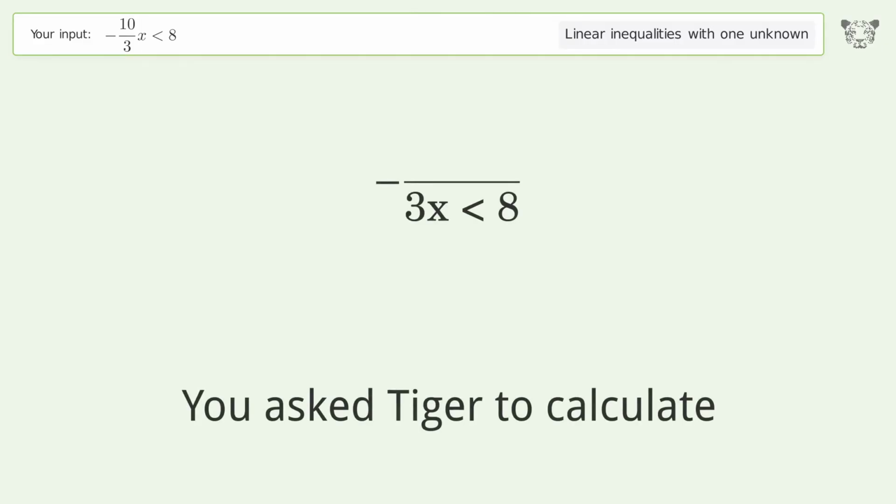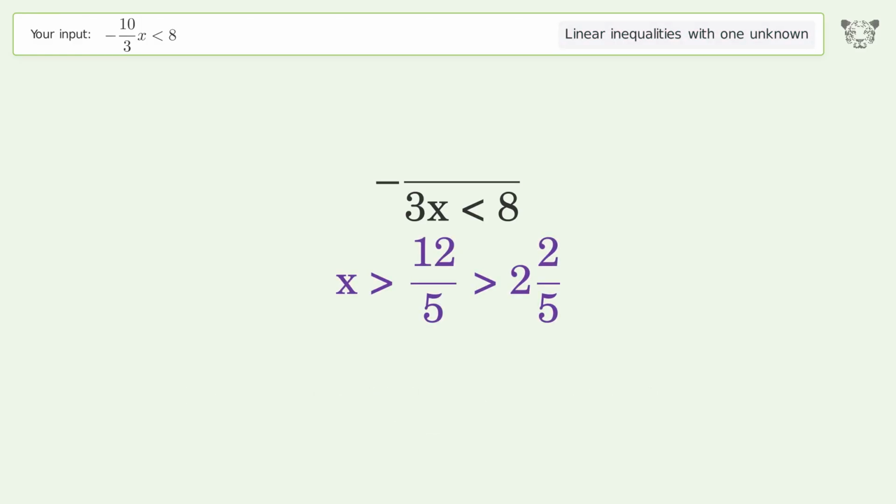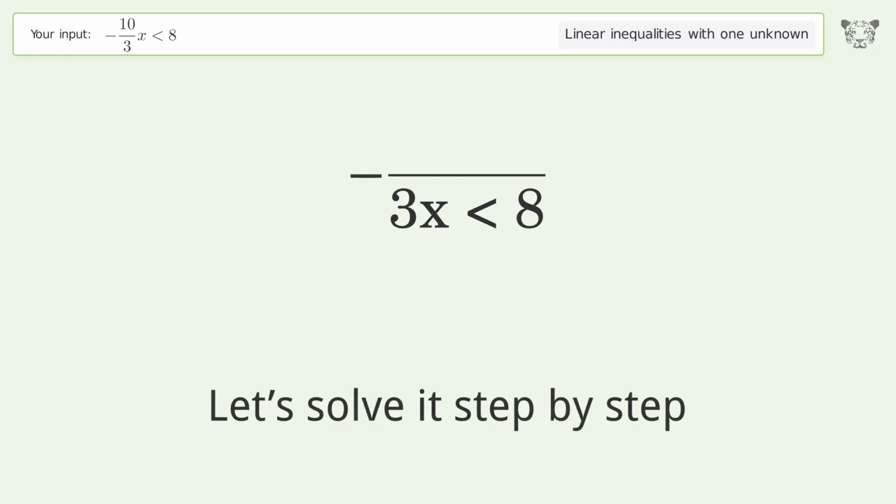You ask Tiger to calculate. This deals with linear inequalities with one unknown. The final result is x greater than negative 12 over 5 greater than negative 22 over 5. Let's solve it step by step.